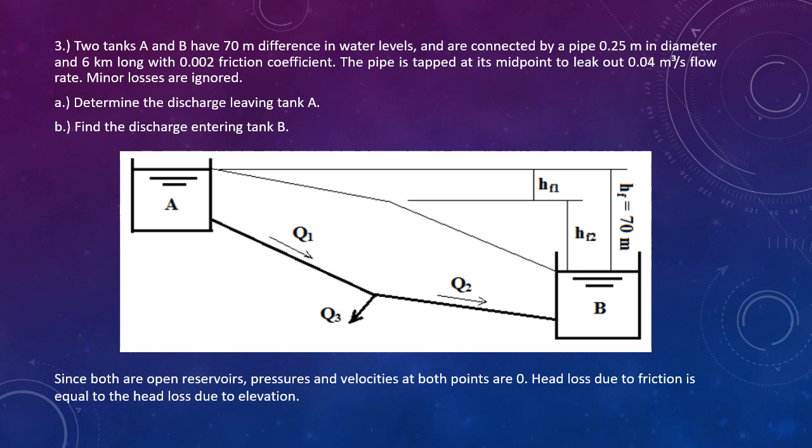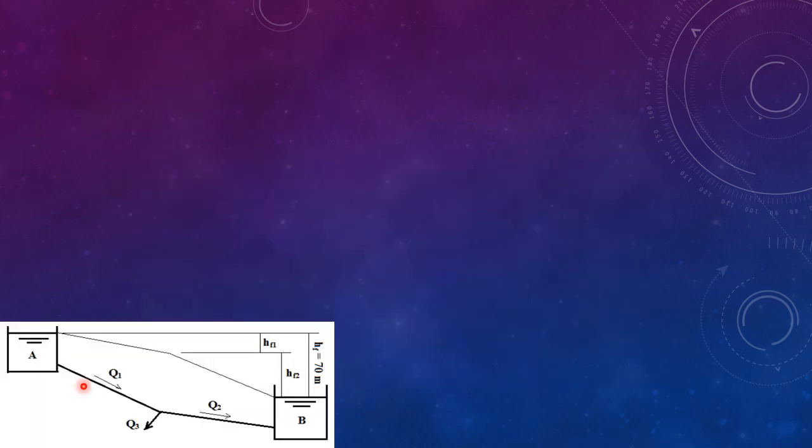Since both are open reservoirs, pressures and velocities at both points are zero. Head loss due to friction is equal to the head loss due to elevation. Pipe 1 is in series with pipe 2. Therefore, we can say that the head loss in pipe 1 plus the head loss in pipe 2 is equal to the total frictional head loss. And the total frictional head loss HF is equal to the head loss due to elevation, equal to 70 meters.